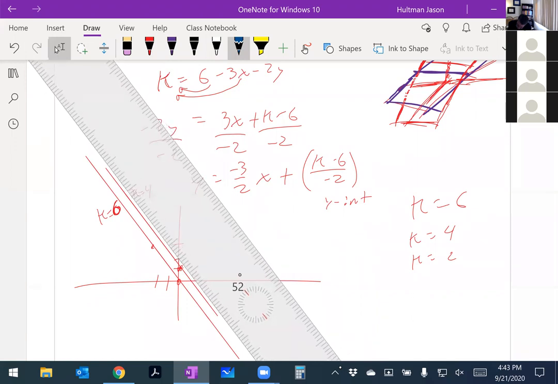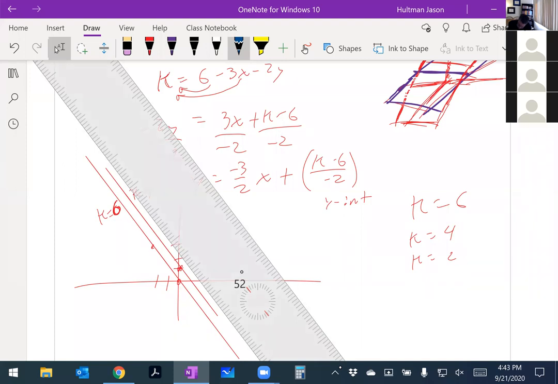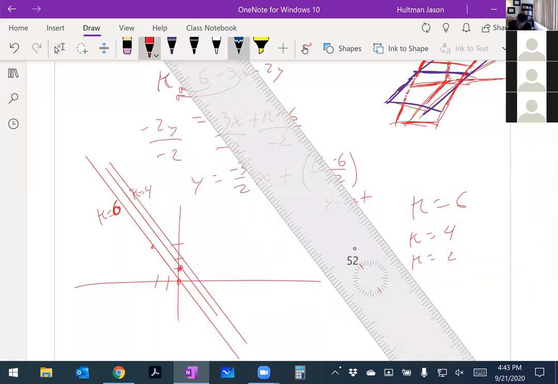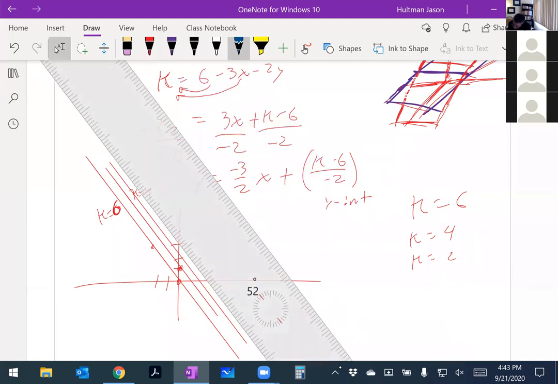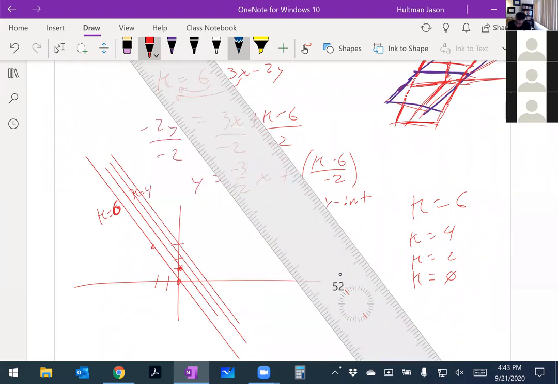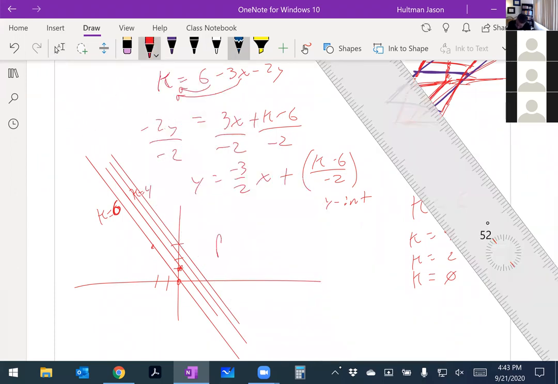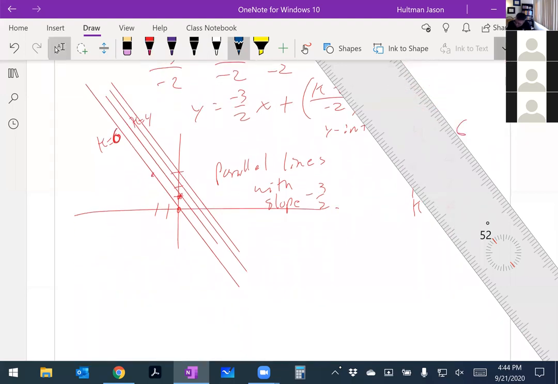And this really isn't a scale. Okay, so that's 2, and then what would be at 3? Sorry, when k is equal to 0, we would be at 3, right? So we're just going to get parallel lines for our level curves. Okay, parallel lines with slope of -3/2. Okay, and we could call this a family of curves.